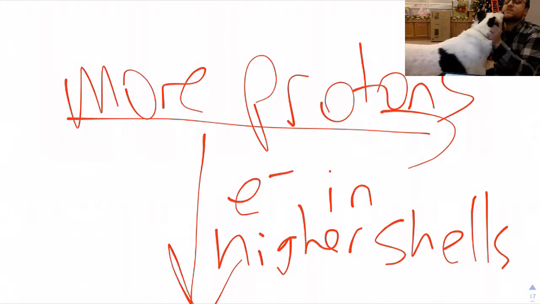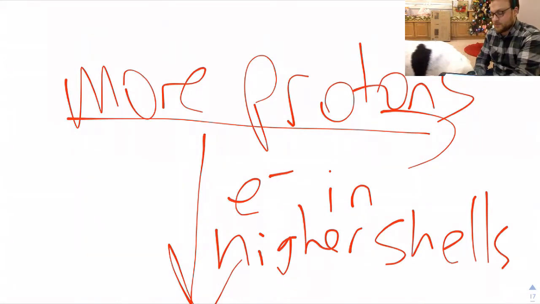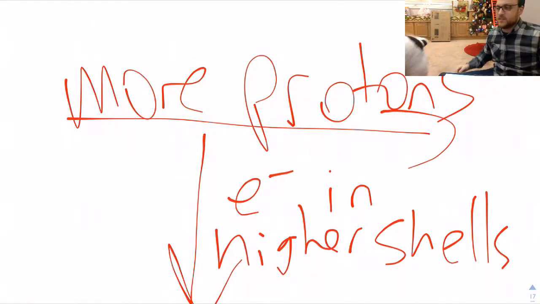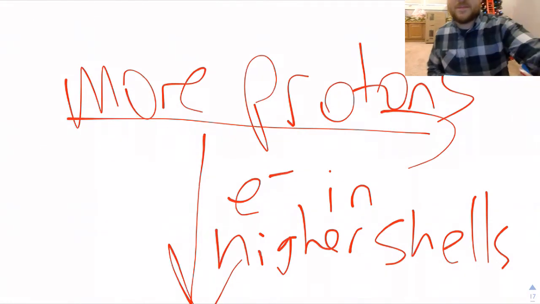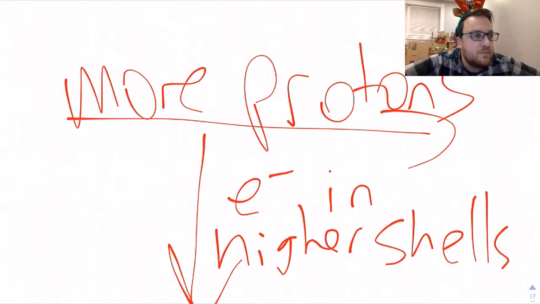What else? I'm feeling like wrapping this up because I'm not feeling like going any further. So: naming, bonding, drawing, polar, not polar, trends, IMFs. You got a study guide with a key. What else? I'll take a few more questions.